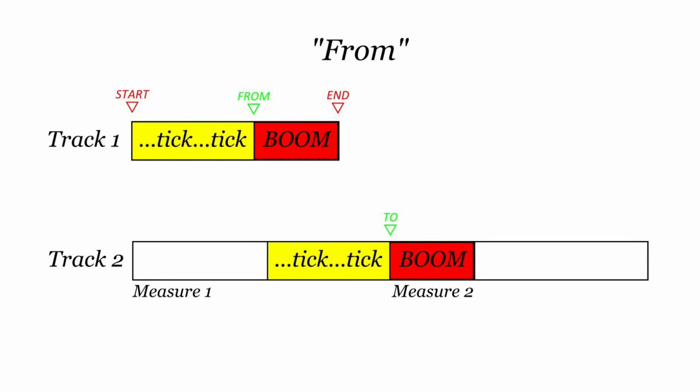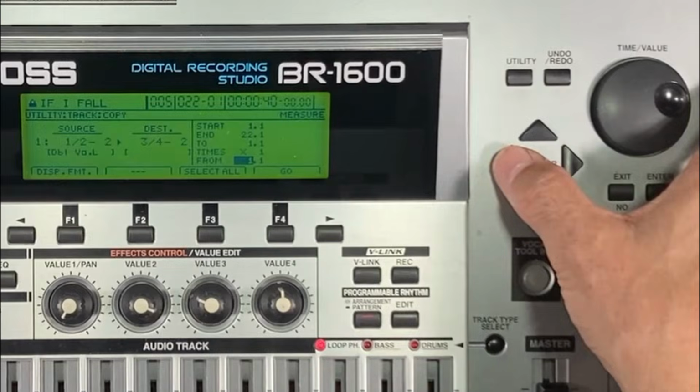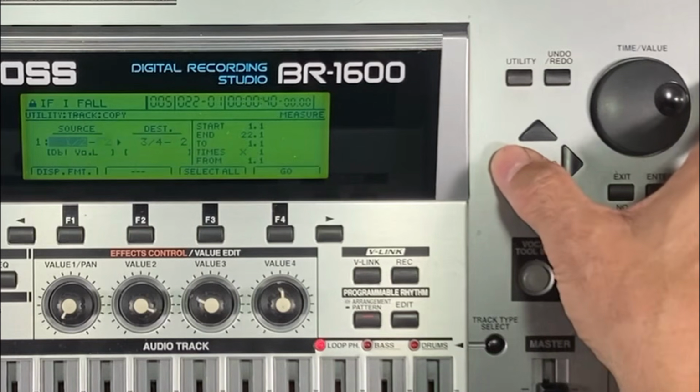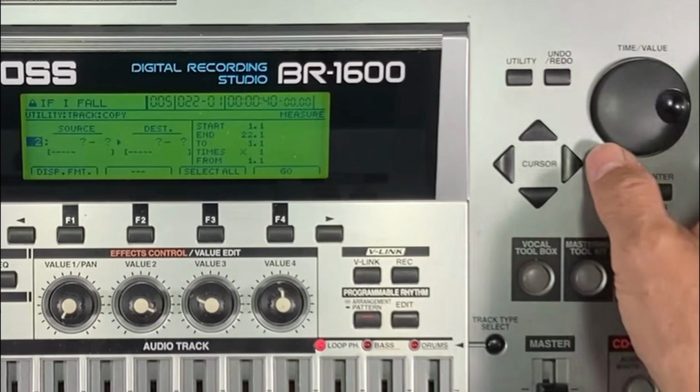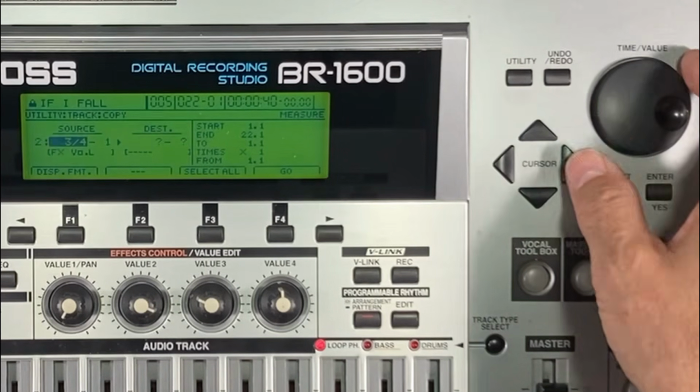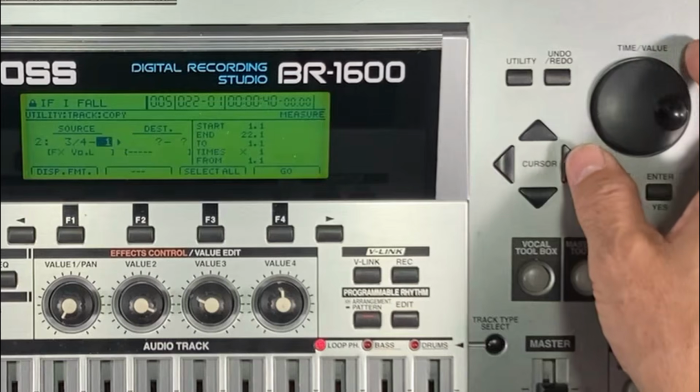This makes it very easy to position any audio exactly where you want, regardless of whether it matches up with measures or not. If you want to copy audio from any other tracks using the same settings, move the cursor to the number before source and use the time value wheel to select to. You can now choose an additional set of source and destination tracks.